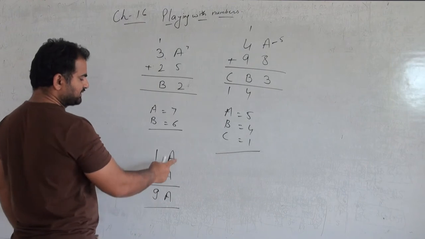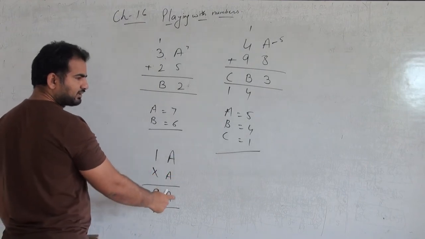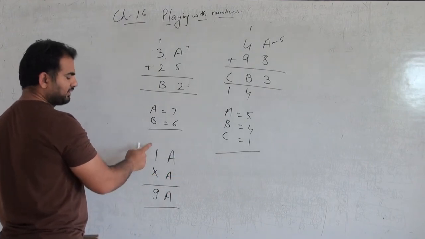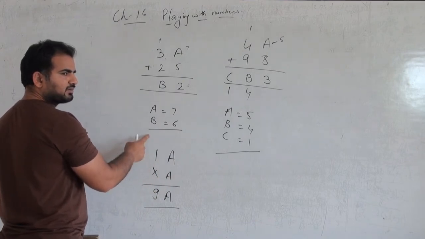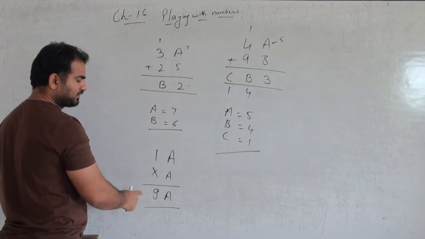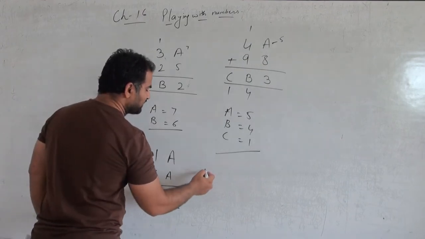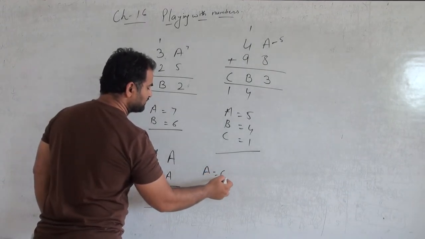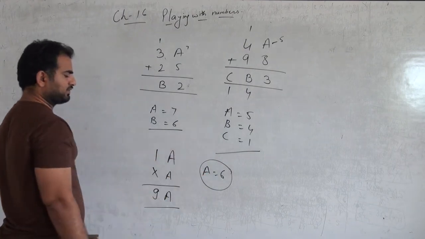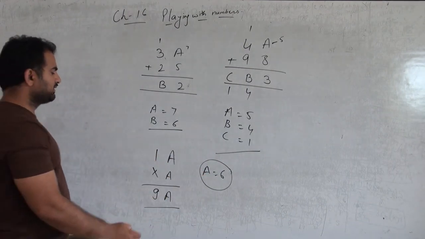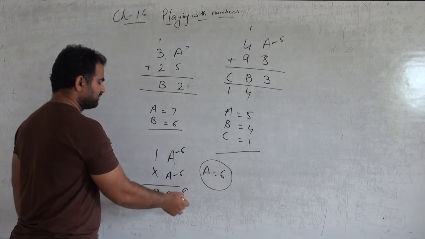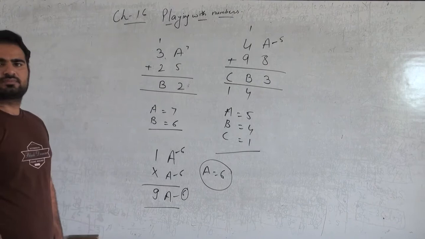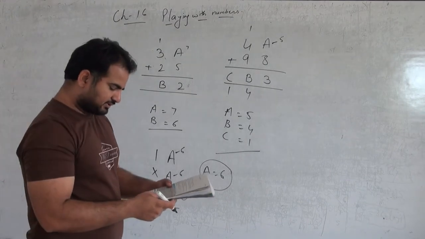So let's check out 6. 6 into 6 will be 36 and 3 will be carry. Then 6 into 1, 6 plus 3 equals 9. Yes, we got it correct. So A equals 6. So it should be 6, it should be 6 and it should also be 6. Done.